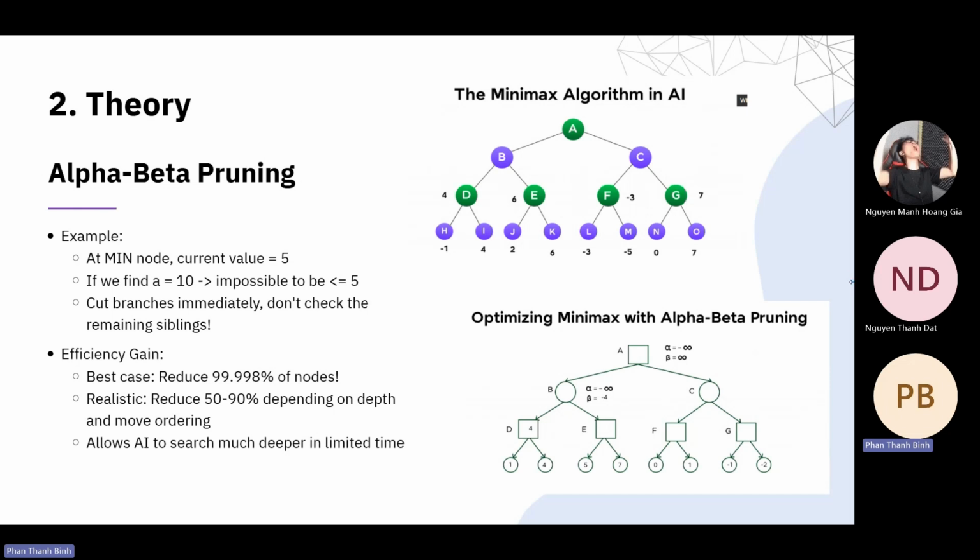Here is how we save time. Imagine we are at the min node. We already found a move worth 5. If we look at the next branch and see a move worth 10, we stop immediately. Why? Because the min player, the opponent, would never let us get that 10 if they could force us into 5. And this technique is powerful. In the best case scenario, it can reduce the number of nodes we check by over 99%, allowing our AI to search much deeper within the same time limit.